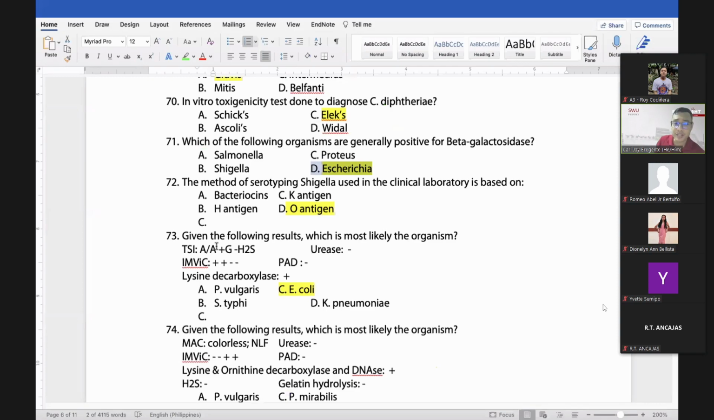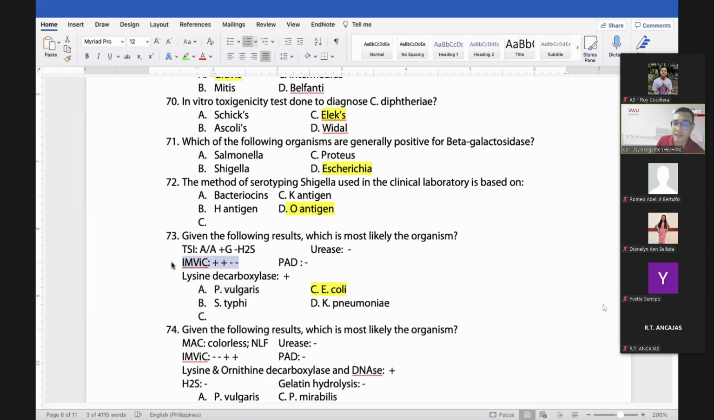Number 73, given the following result, which organism? With just the TSI, you will already know how to rule out. Acid-acid gas with negative H2S. Proteus vulgaris is K/A, so rule out. Salmonella typhi is also K/A, so it is out. So what remains is E. coli or Klebsiella. E. coli is acid-acid with gas, with H2S. Klebsiella pneumoniae is also acid-acid and sometimes with gas.